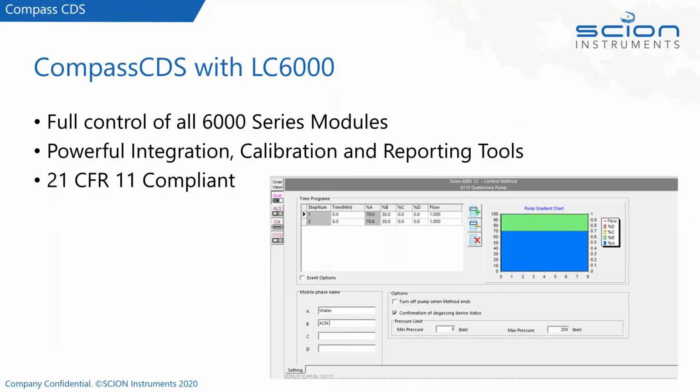As I've said, all of our instruments within SCION for the GC and the LC are controlled via Compass CDS. So it does offer full control of all of the LC modules, where we can have the integration, calibration and reporting tools, as well as the most important is having that 3D data for the diode array. So unlike other vendors, Compass CDS comes with all of the fully functioning requirements you need to operate your diode array. We do not ask you to buy flow cells or additional licenses to access that 3D data. It is provided as standard.